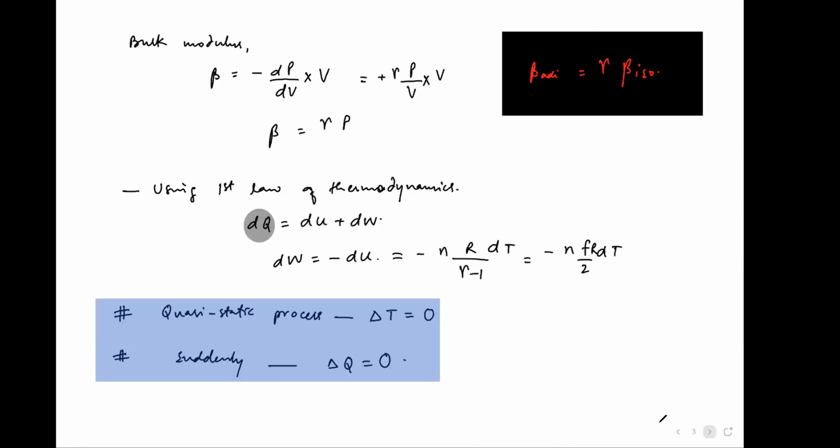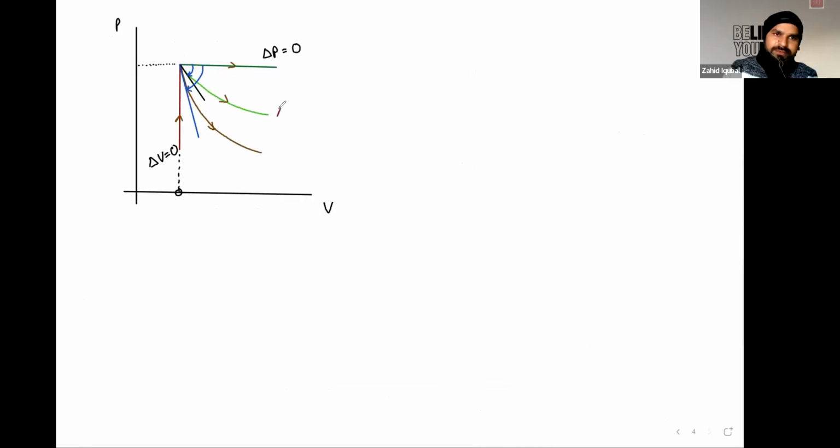Yes, sir. So the upper one will be isothermal and the lower one will be for adiabatic. So these four curves will be given to you and you have to name them according to this process. Next, you'll be asked related to this process.